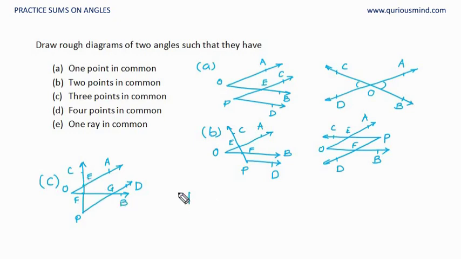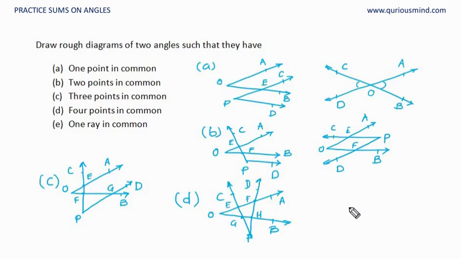Let's do the fourth one. This one is very easy because we have 2 rays of one angle and 2 rays of second angle, and they cut each other. CP cuts both OA-OB and DP cuts both OA-OB, giving us 4 intersecting points.